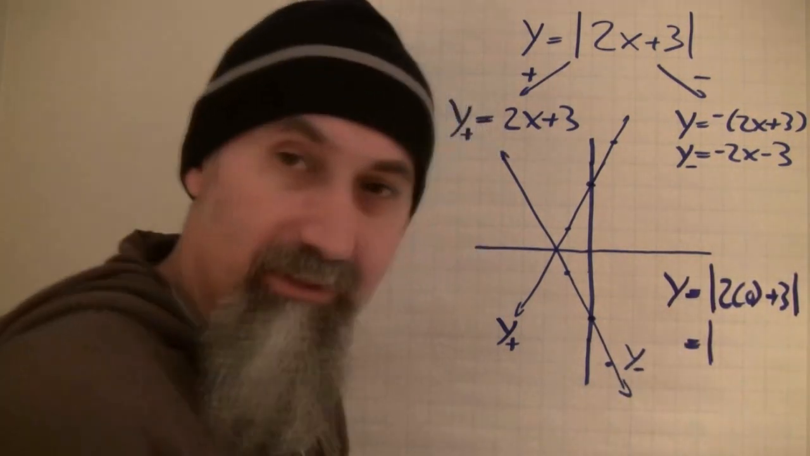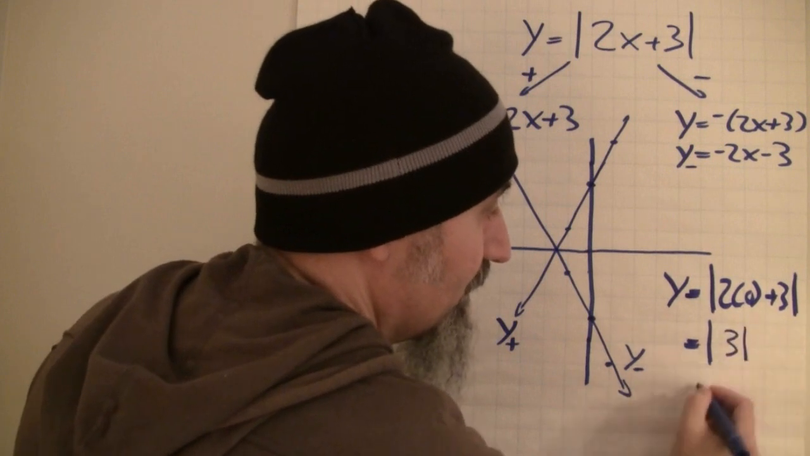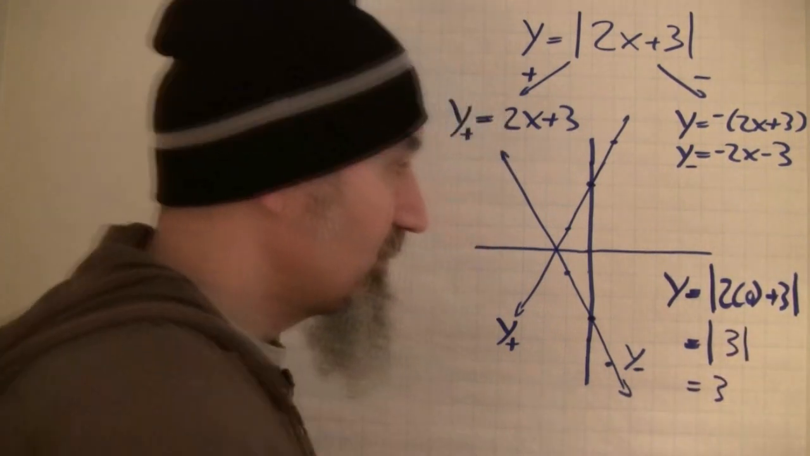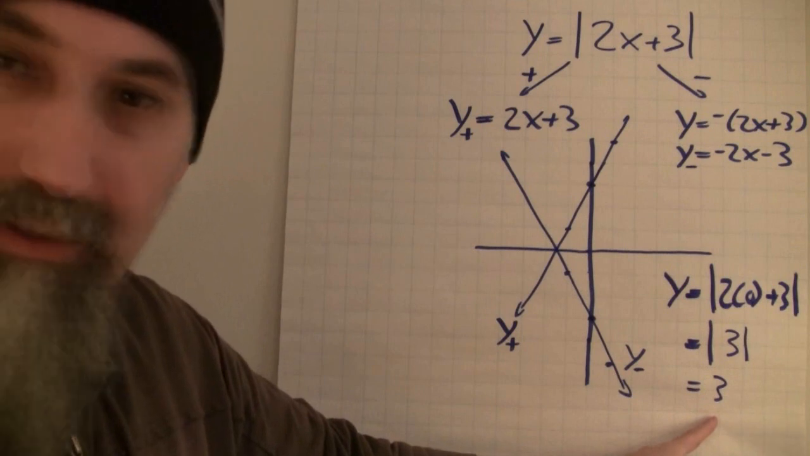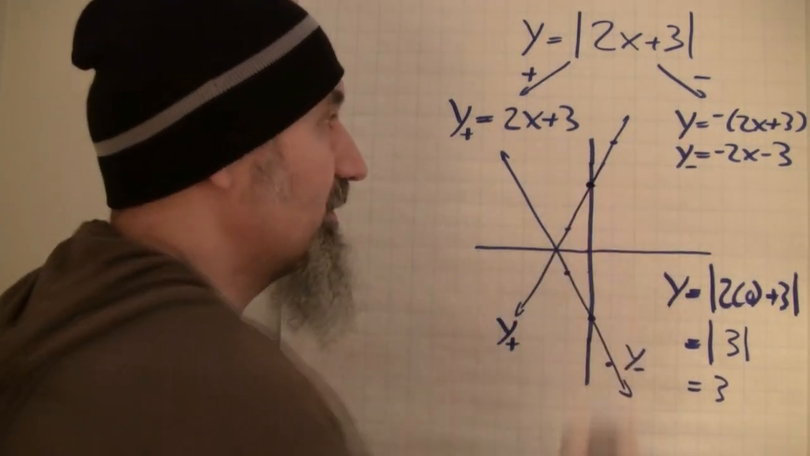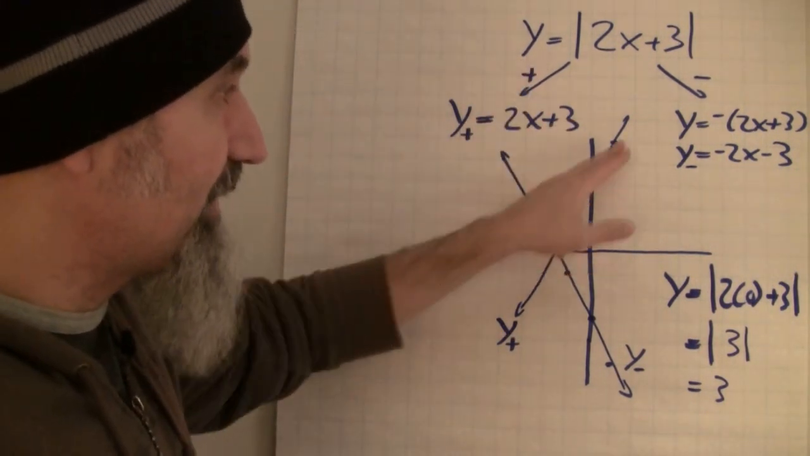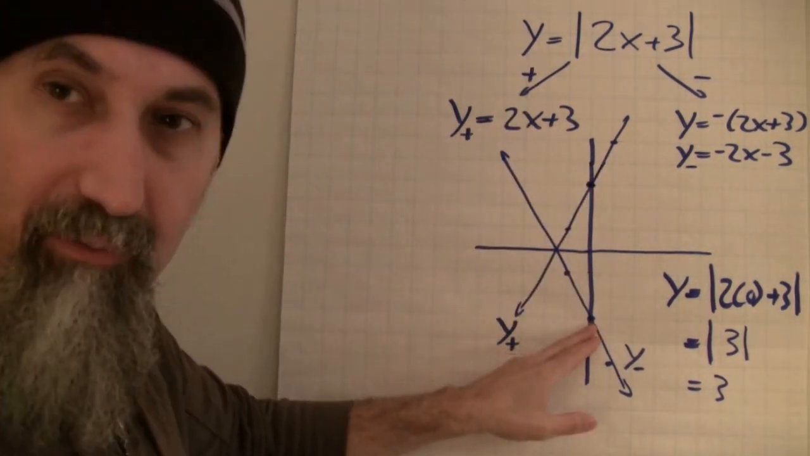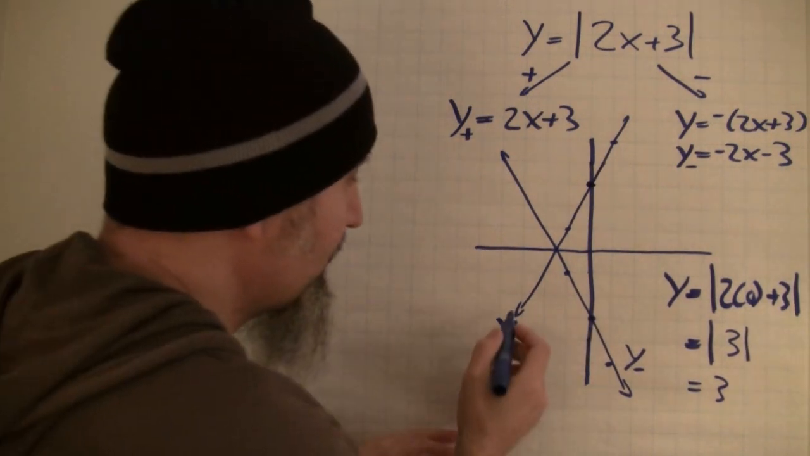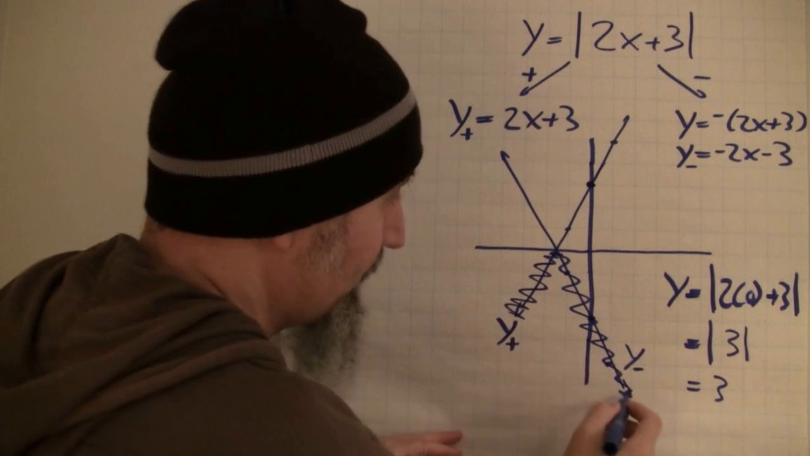2 times 0 is 0. So y is equal to the absolute value of 3, which is just 3. So when x is 0, y is 3. So we know this point is on the graph. And since I told you this is a function, if that point is on the graph, then this bottom point is not. So what we end up doing is killing the bottom guys, right?